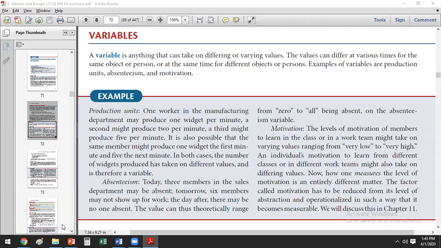Sir, please explain motivation. Okay, I told you. Sir, please explain absenteeism. Okay, you said it for both. Yes sir, gave the example of variables. Sir, you gave the example. No, you give one, I am asking you. Student learning. Yes, that can be a variable. Right, it can be a variable.